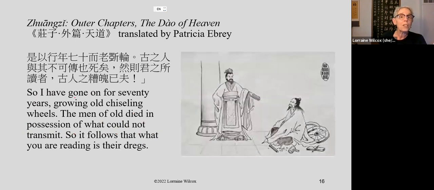And so I've gone on for 70 years growing old, chiseling wheels. I want to retire, but my son just can't take over my business. And so the men of old died in possession of what they couldn't transmit. There was something in the sages that wrote your book that was in their heart, but it couldn't be expressed in words. So what you're reading is just kind of the leftovers, or like a poor representation of it.